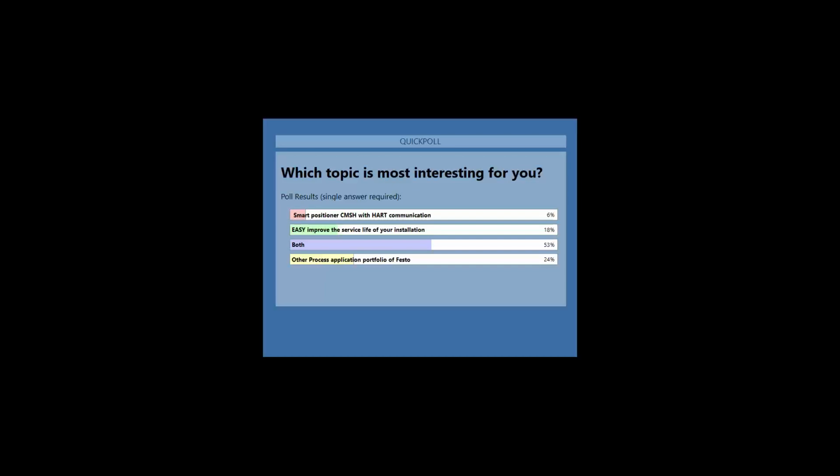Yes, we have 6% voted for the CMSH, and we have 18% for improving the service life of your installation, and 53% for both products presented in our agenda, and 24% for other process applications in the Festo portfolio.